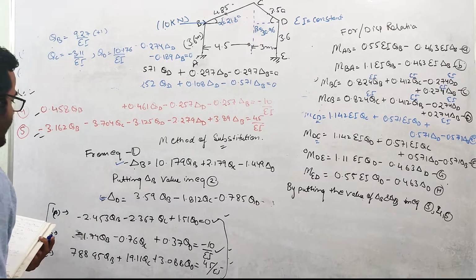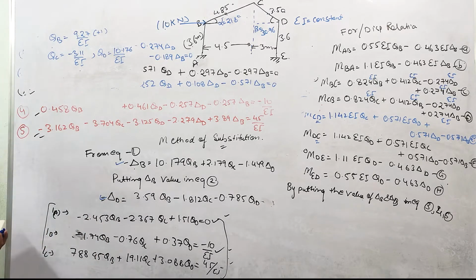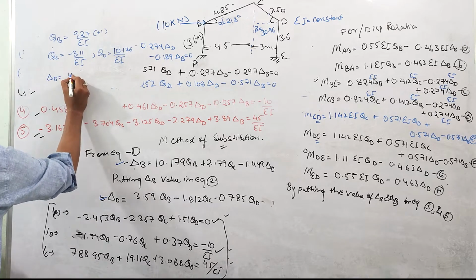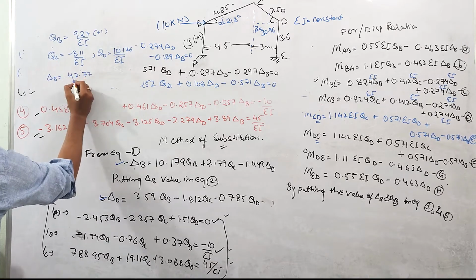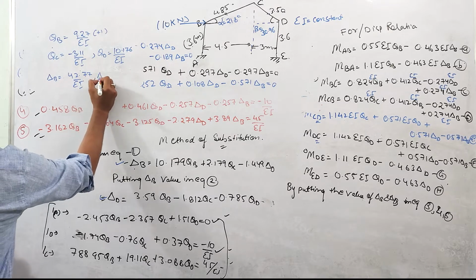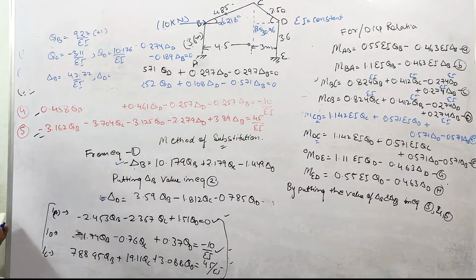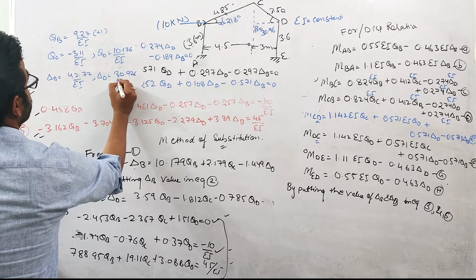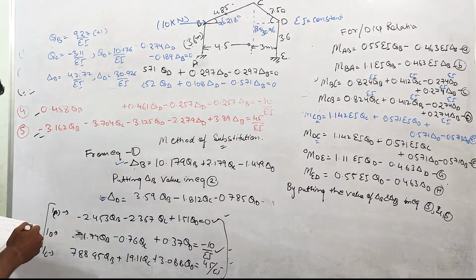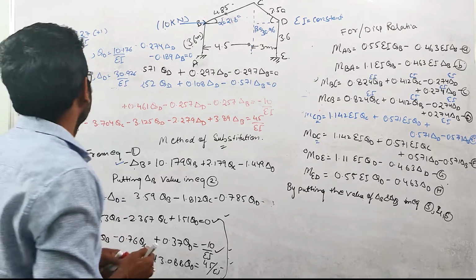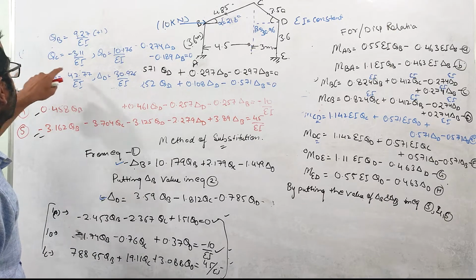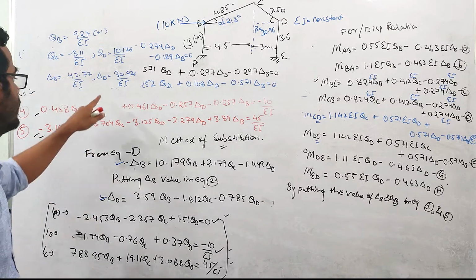Okay, so by doing that, delta B comes out to be 42.77 over EI, and delta D comes out to be 30.926 over EI. In this way, we have calculated the values of the displacements, which are theta B, theta C, theta D, delta B and delta D, right?